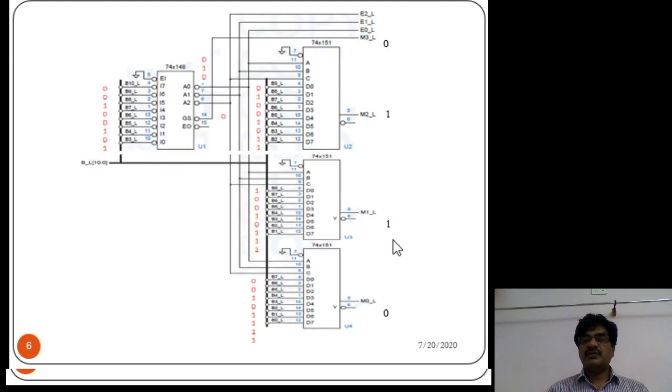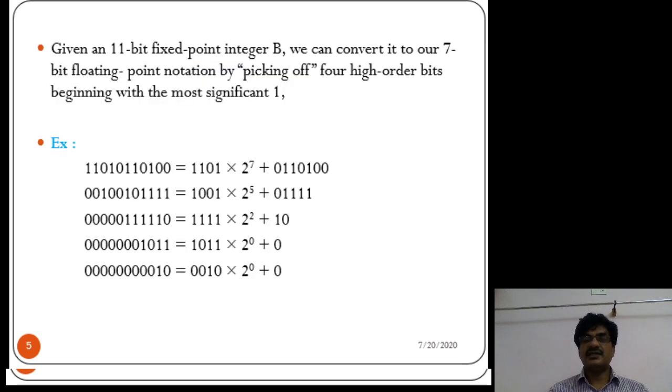But here the output is in active low notation. That is why instead of 1001 we are getting 0110. In place of the exponent, 5 means 101 in active high, whereas in active low it is 010. Like that it converts fixed point notation into floating point notation. Take some more examples and practice on this diagram.